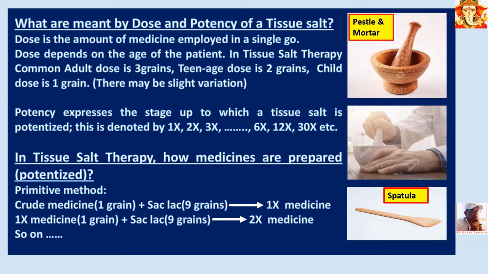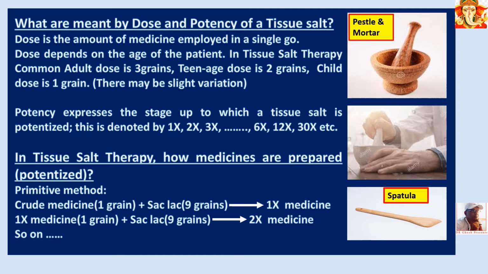In tissue salt therapy, how are medicines prepared or potentized? I have repeatedly said the words potentized, potentization, potentized medicine. Now we have come to the stage of what a potentized medicine is and how it is prepared. For preparation of medicine, you require three things: pestle, mortar, and spatula. On the right-hand side are shown the pestle, mortar, and spatula. The primitive method is described here because modern methods are highly mechanized.